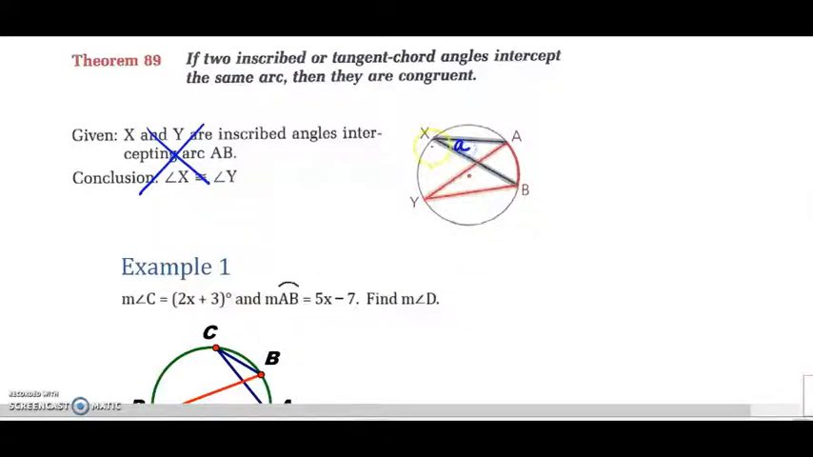Let's say the measure of this inscribed angle is A. Then the measure of this arc would be 2A. And then this arc is also formed by Y, and the inscribed angle is half the arc, so it would also be A. Therefore, those 2 angles are congruent.